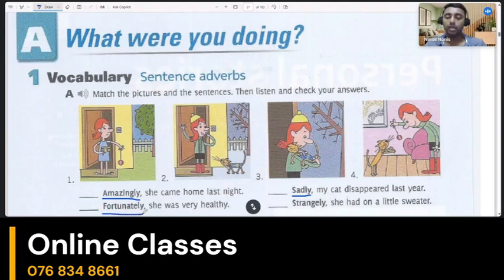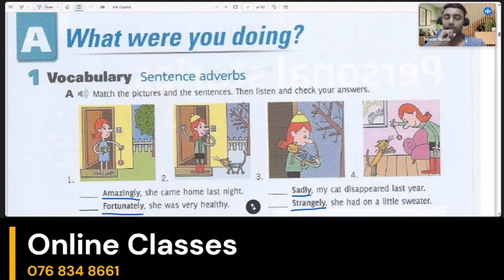Fortunately, she was very healthy. Strangely, she had on a little sweater. It is strange for a cat to be wearing a sweater. Strangely. So there are 4 words: amazingly, sadly, fortunately, and strangely. Now we have to look at which sentence suits which picture.